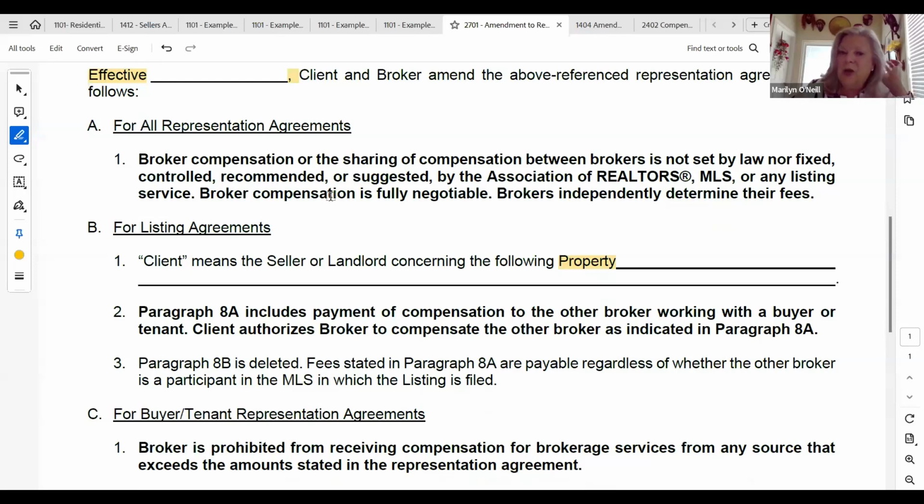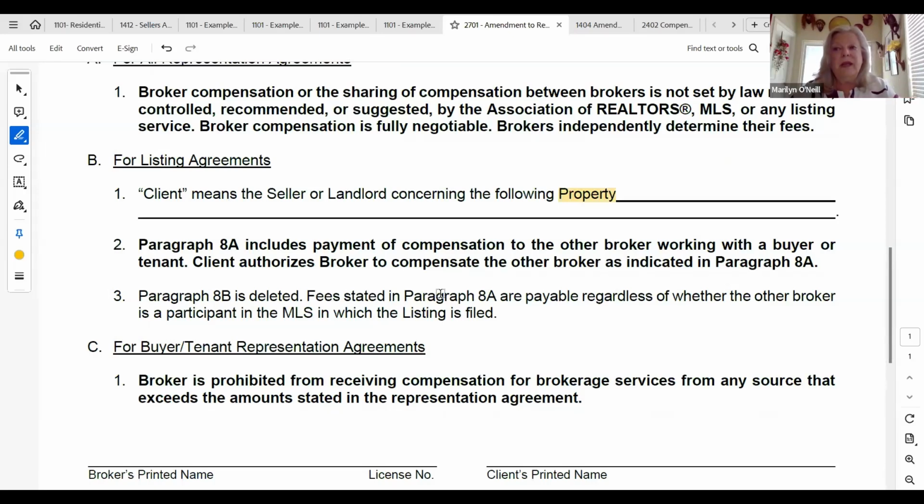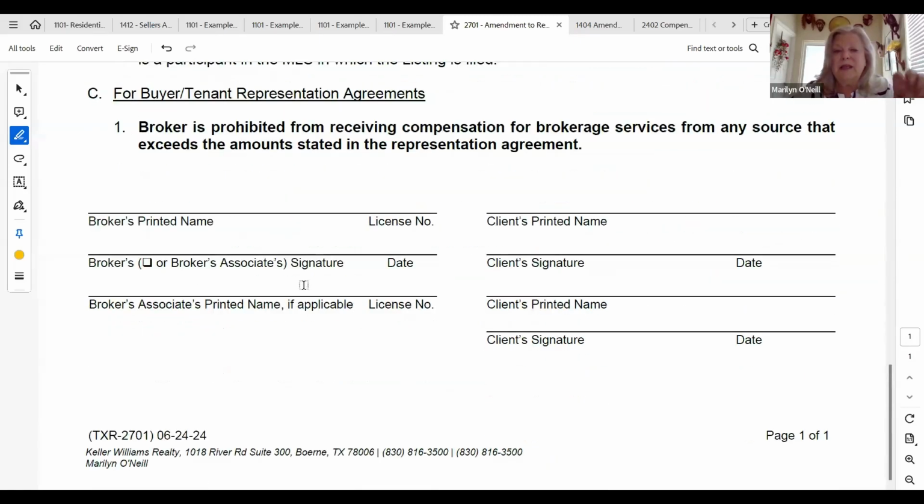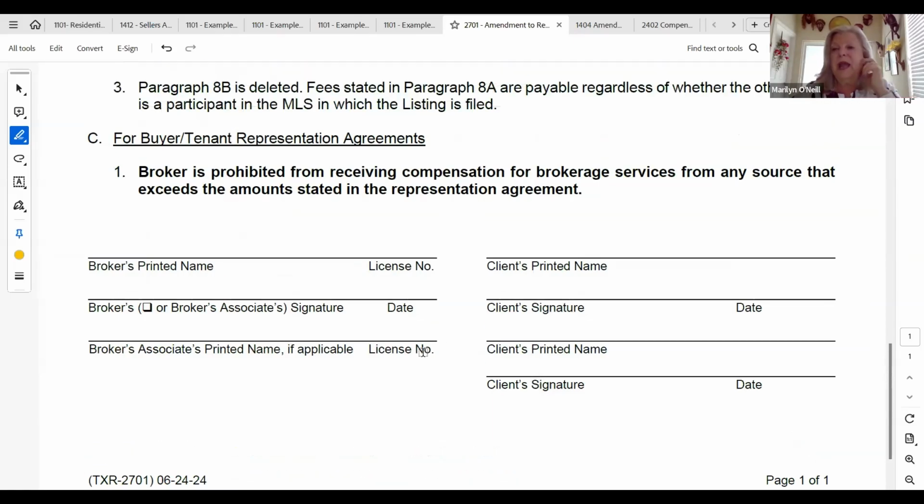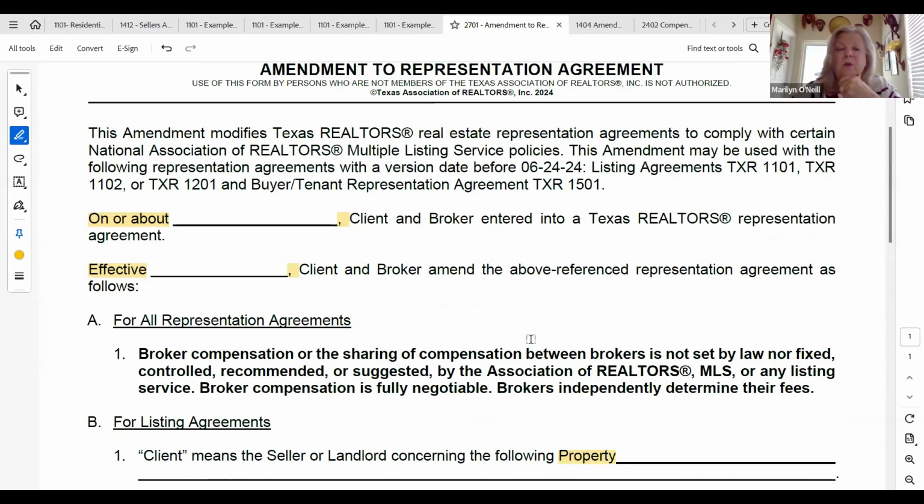It was an additional information. Paragraph B is for listing agents only. What you're just going to have to fill in paragraph 1, B1 is the actual property address. And they're just affirming that whatever the seller agreed to in the old listing agreement in 8A still works. 8B is removed because now MLS has nothing to do with other compensation to a buyer's broker. They don't have to be an MLS participant to receive it. So that's stripped from that. So those would be the only 3 fields that you would have to complete as a listing agent. You're going to sign and date it, remember to add your license number, and then get your clients to do it. And you will now comply with that part of the NAR settlement that was required as of August 17th.